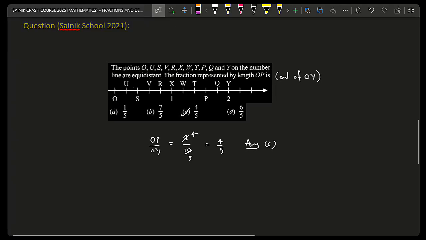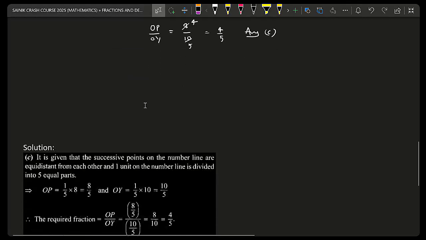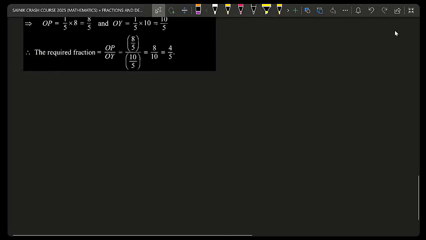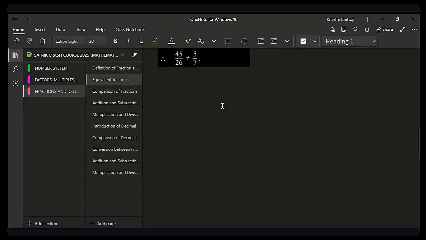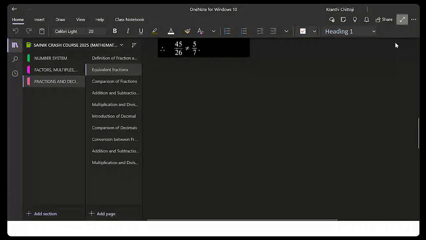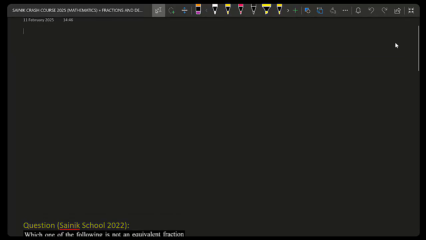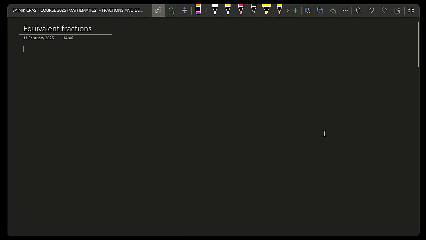Okay. So, this question is done, and we will move to the next question. We have discussed the fraction definition and the visual representation. Now, an important concept in fractions, that is equivalent fractions, we are going to discuss. So, equivalent fractions. What do you mean by equivalent fractions? The definition is: equivalent fractions.